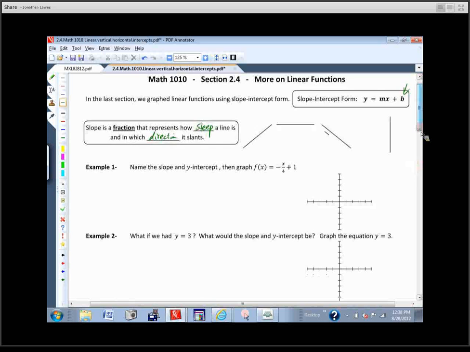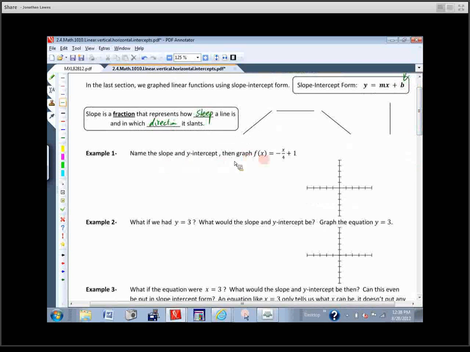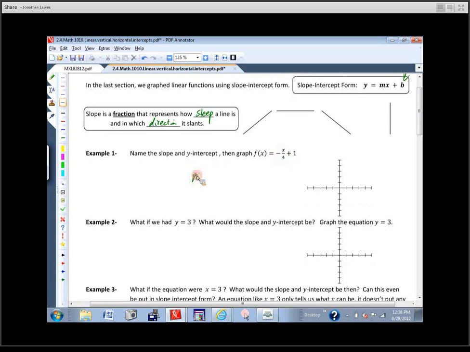So on this problem right here, it says name the slope, the y-intercept, and then graph this. Okay, take a good look at this right here. What is the slope on this one? Okay, it's negative 1/4. If there's no number in front of the x, we assume it's a 1. There's clearly a negative there, so it's negative 1/4. And then the y-intercept is 1.